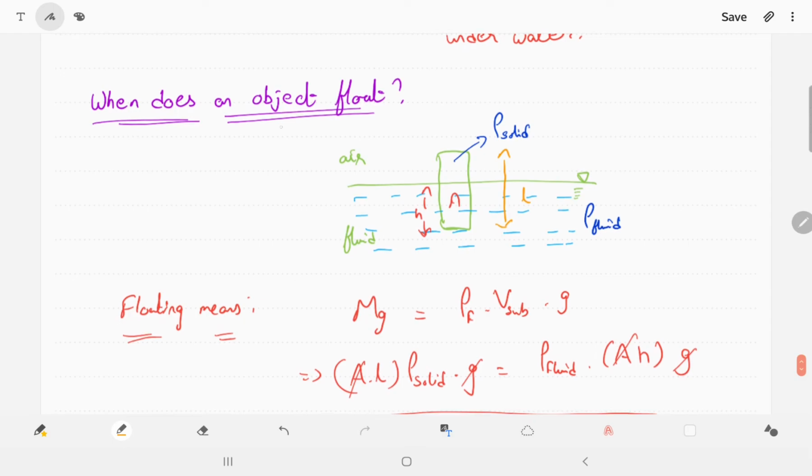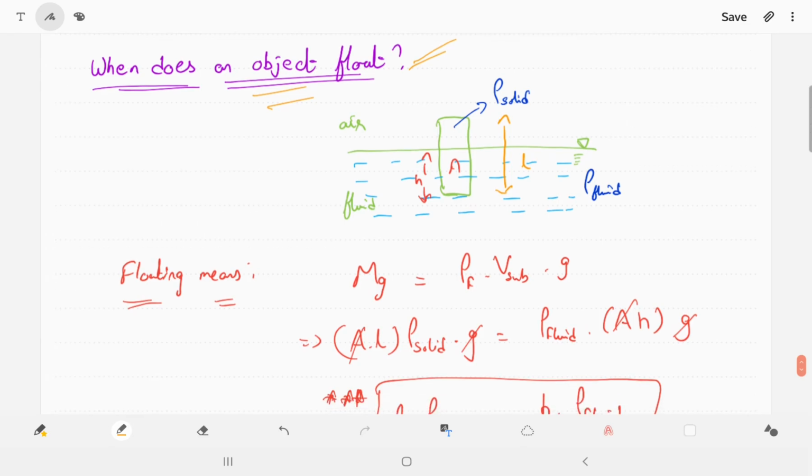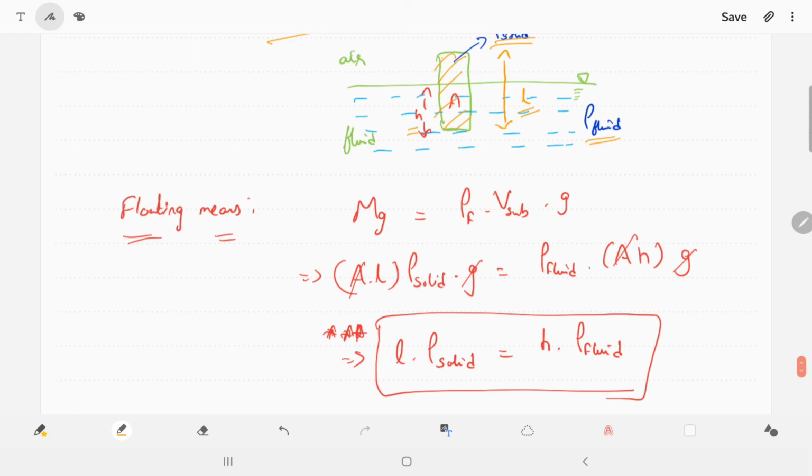Now generally, when does an object float? What is the condition for an object to float in a fluid? Suppose we consider an object which is floating in a liquid of density rho f, and let the density of the object be rho s. Now let us consider the total height of this object to be L, and the submerged height is h. According to the floating condition, m times g equals rho f times v submerged times g.